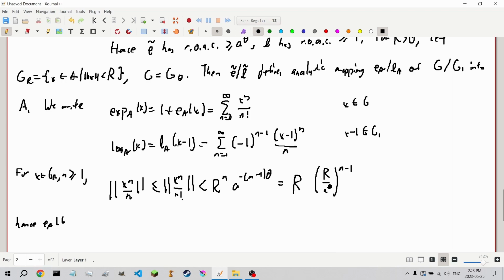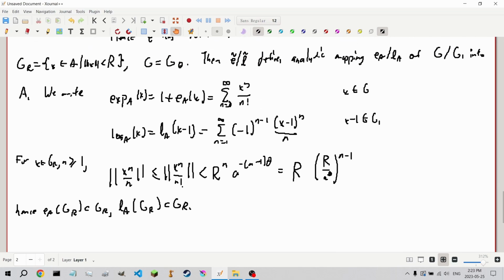Hence exp_A on G_R is inside of G of some R, and our logarithmic thing on G of our ball of some R is inside. Likewise, that brings us to a proposition.